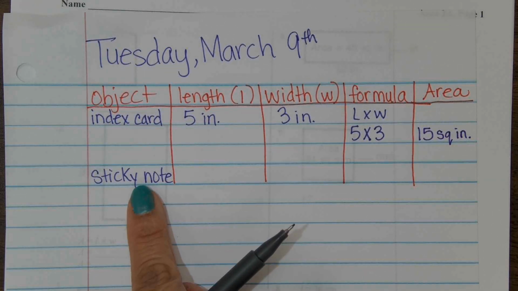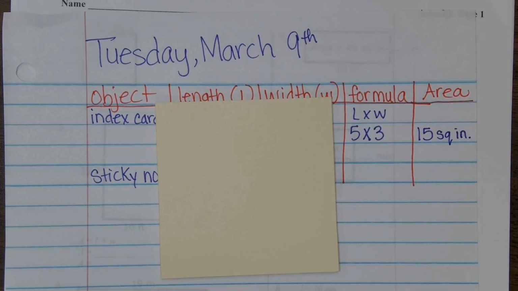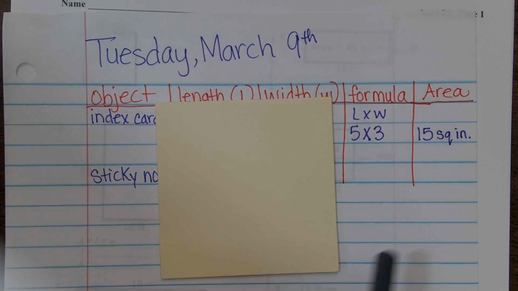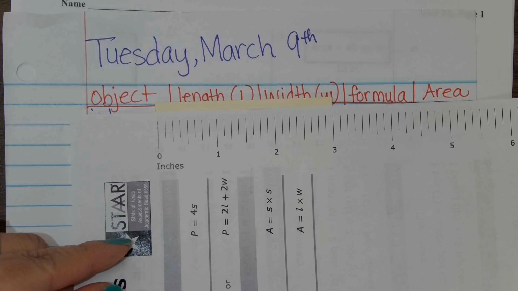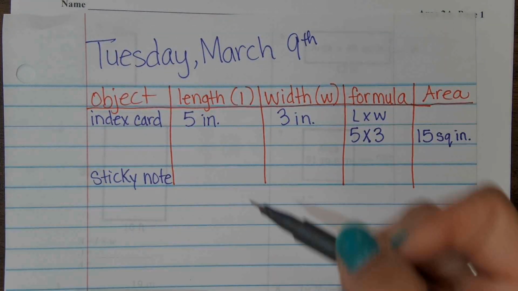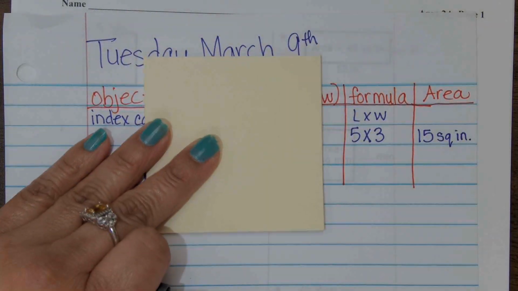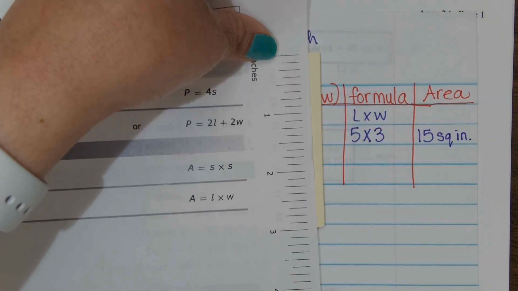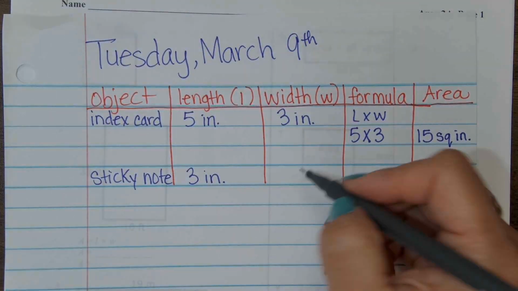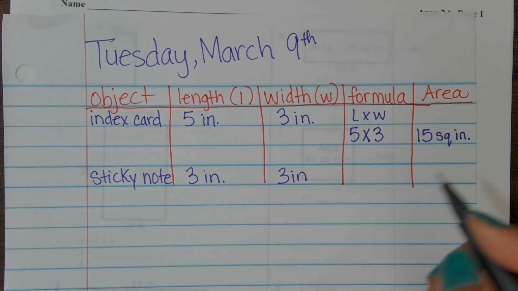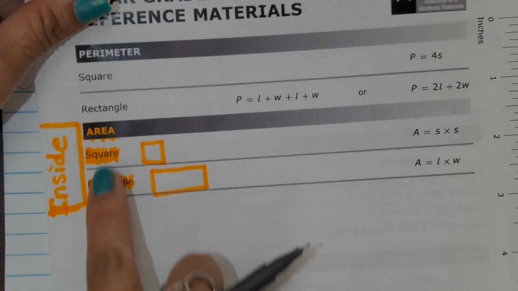Now let's go ahead and find the area of a sticky note. So here is the sticky notes, and we're going to find the length in inches again. Our length is 3. So we're going to put 3 inches. Our width is also 3 inches. So our length and our width are both 3 inches, so we know that this is a square.